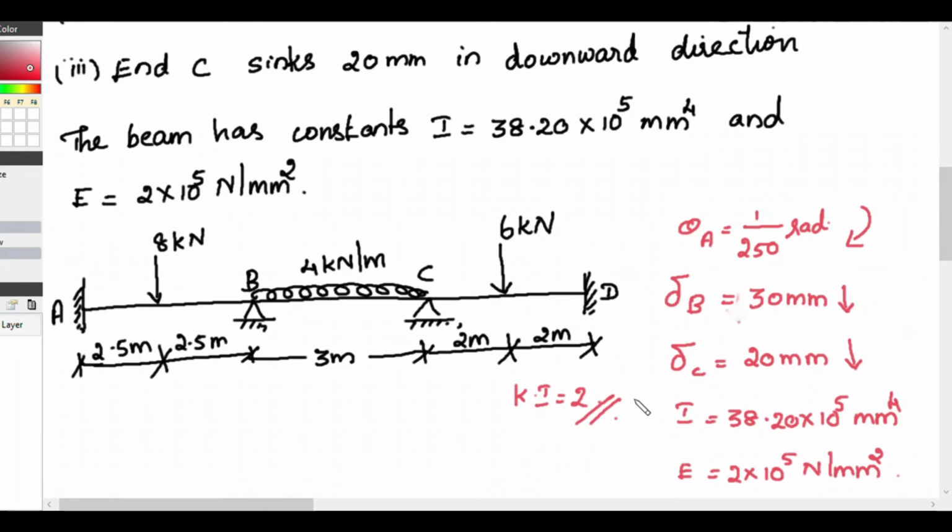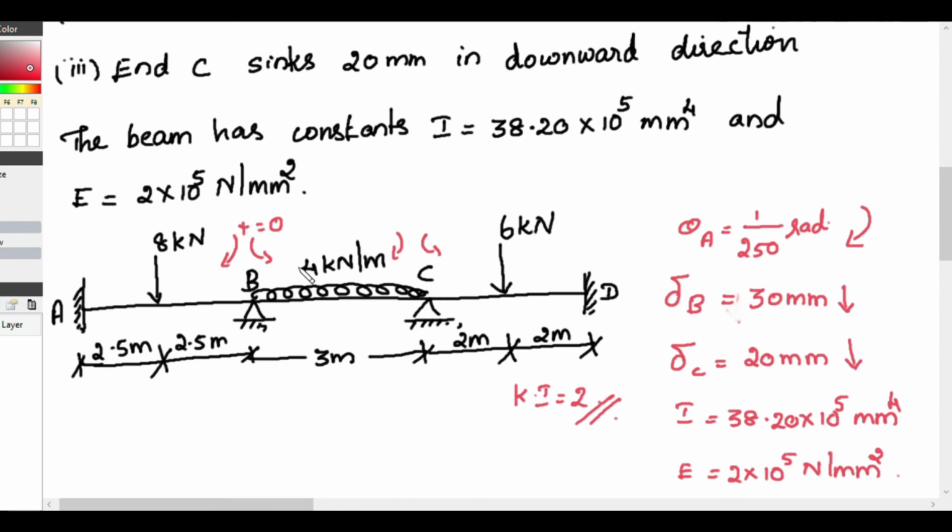So for finding these values theta B and theta C, we require 2 more additional equilibrium equations. We call them joint equilibrium equations. At joint B, we will have MBA plus MBC equal to 0. At C, MCB plus MCD will be equal to 0. I have explained this in detail in the previous problems.